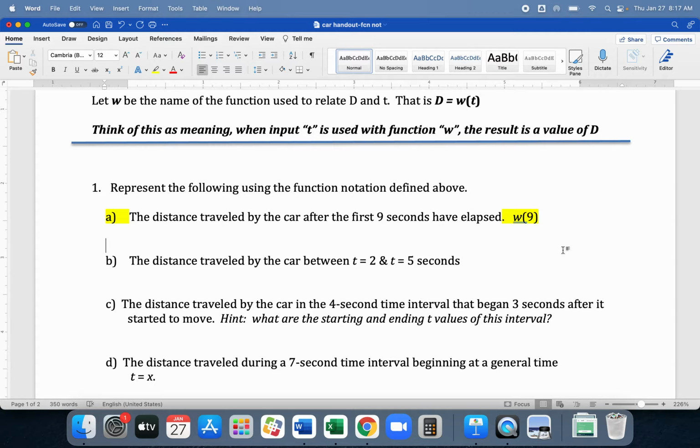And so W of 9 is how far it traveled between the beginning and time 9, since it started, because that's what W is based on, since it started moving. The other 3 are asking for distances that happened over a closed interval, a change in the distance traveled between one time and another time.